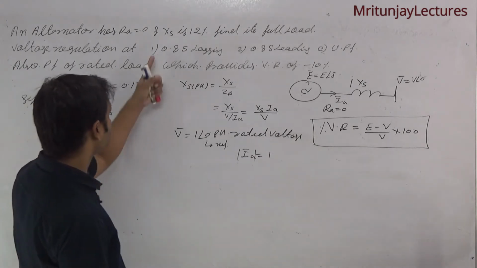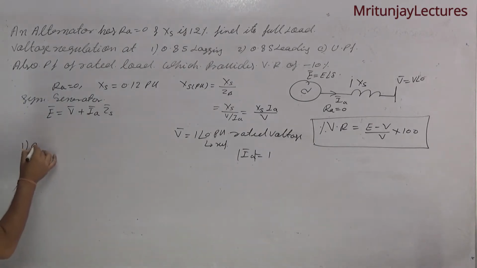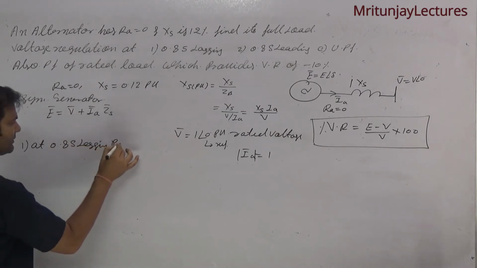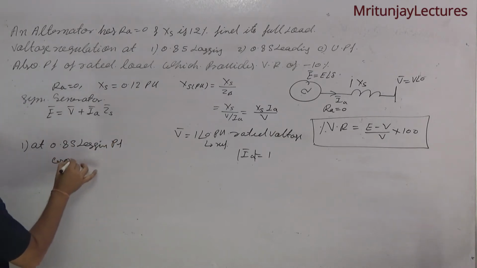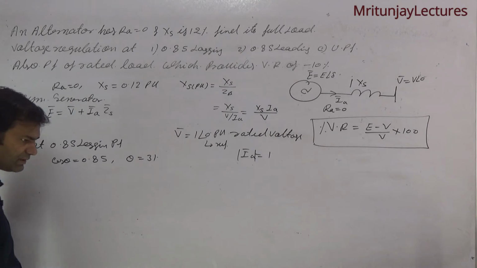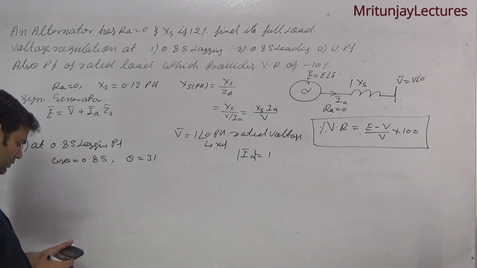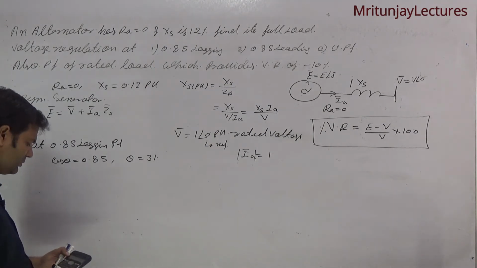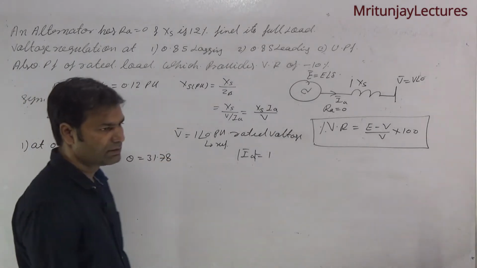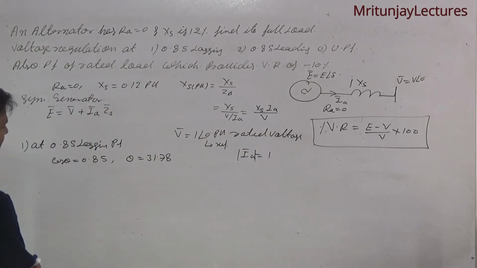Now, corresponding to the 0.85 lagging power factor, first, 0.85 lagging power factor means cos theta is equal to 0.85. So what about theta? Cos inverse 0.85 is written as 31.78 degrees. Clear?